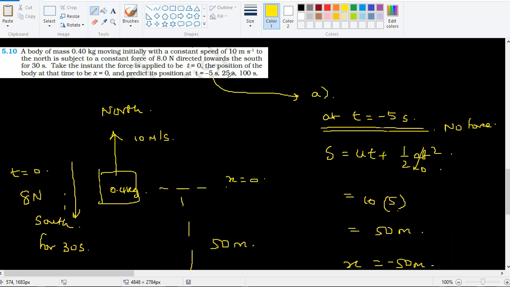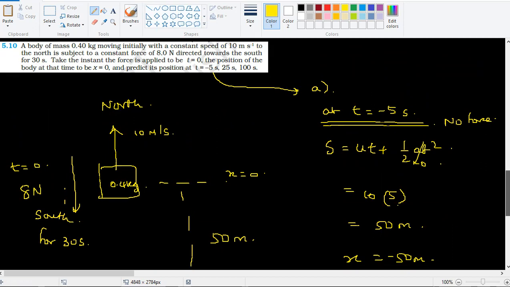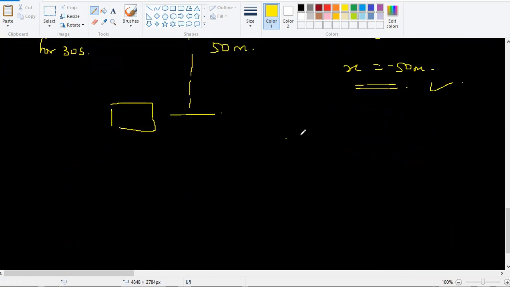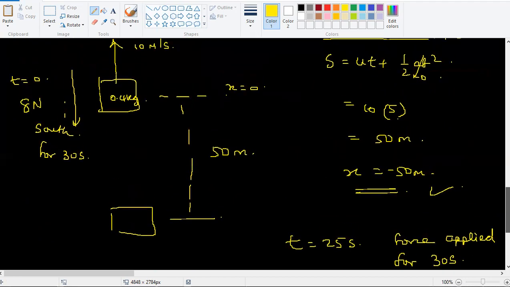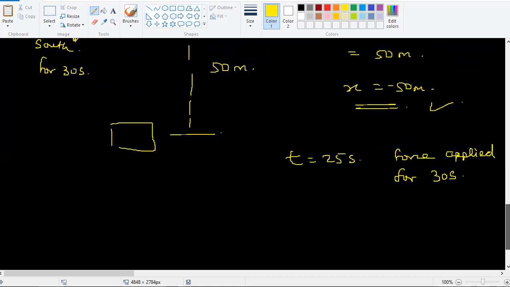B subdivision is 25 seconds. But then the force was applied for 30 seconds. So 25 seconds means you have been applying the force continuously. You are applying the braking force, something like that. So they're asking you to find the time t is equal to 25 seconds. Where will be the object? Force is applied. Since it is applied till 30 seconds, this is coming under the window of 30 seconds. So that means 8 Newton is acting in the opposite direction.